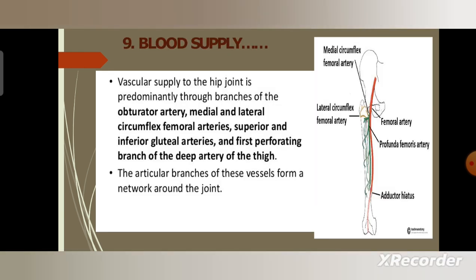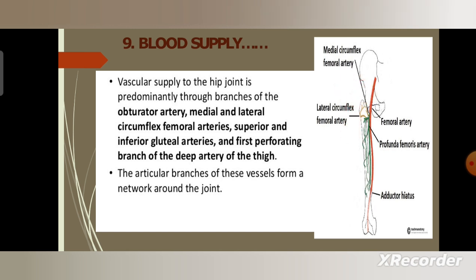Next is the blood supply of the hip joint. So as this figure represents, the main artery of the blood supply is the femoral artery, which changes into the profunda femoris arteries, and later it changes into the adductor hiatus. So hip joint is mainly supplied by the branches of the femoral artery, that is lateral circumflex femoral artery and also medial circumflex femoral artery.